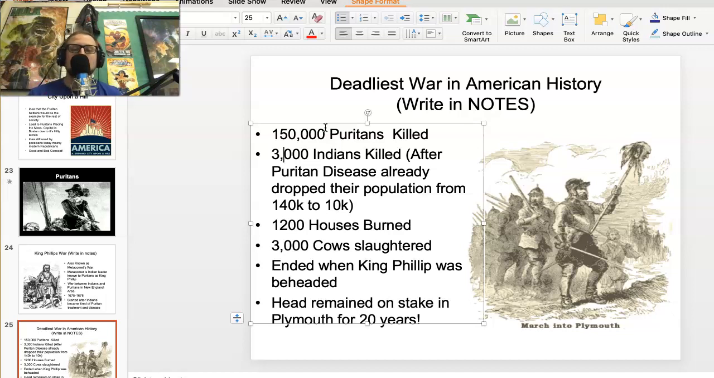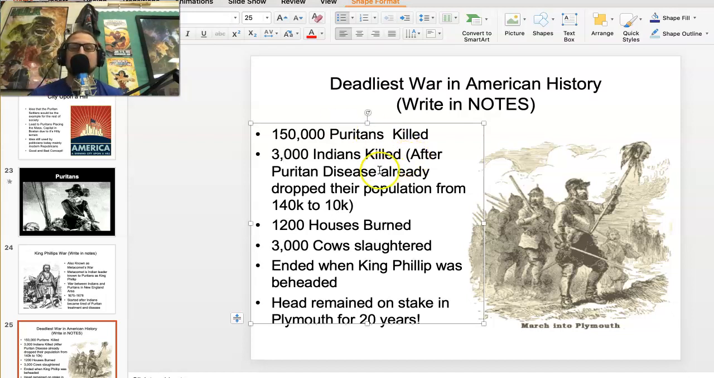However, when you think about the percentage of the population, which at this point was very low, then it puts it into better scale of how bad this King Philip's War actually was, and also the property damage. So with King Philip's War, the natives in the New England region banded together to fight the Puritans. And you see 150,000 Puritans died and 3,000 Indians, and you're like, oh, looks like the Indians won this conflict.